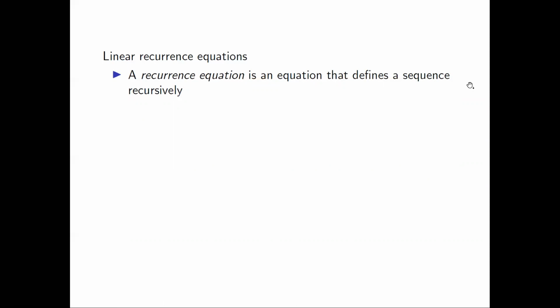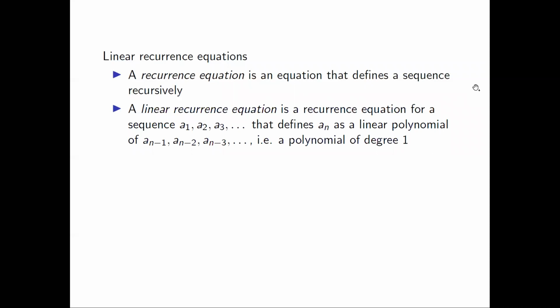So first, we're going to define a recurrence equation without the linear part. This is just going to be an equation that defines a sequence recursively. The linear recurrence equation is going to be a recurrence equation for some sequence. We'll give the sequence a name, A1, A2, A3, and so on. It's not important that we named it with A's. You can name it any letter you want. And this recurrence equation defines A sub n as a linear polynomial of A sub n minus 1, A sub n minus 2, A sub n minus 3, and so on. And another way to say a linear polynomial is a polynomial of degree 1.